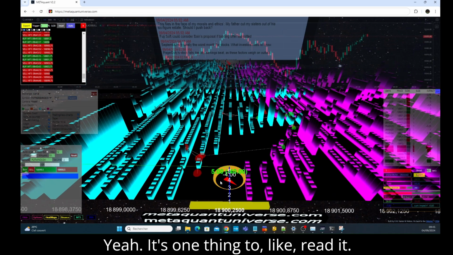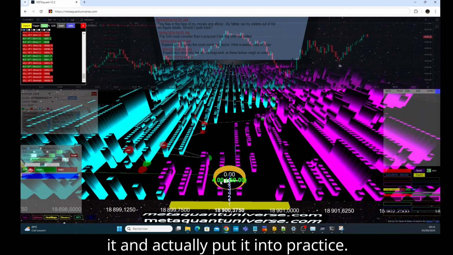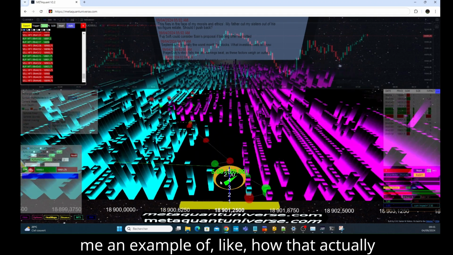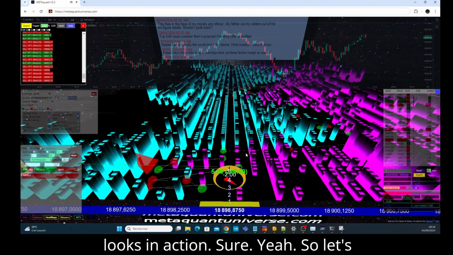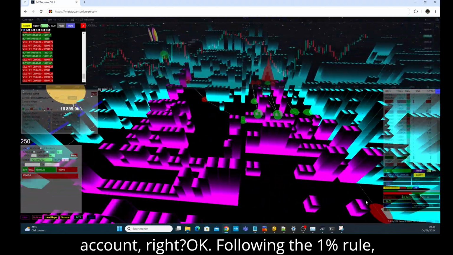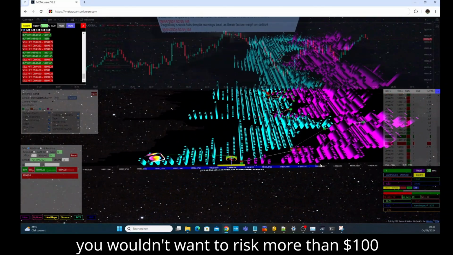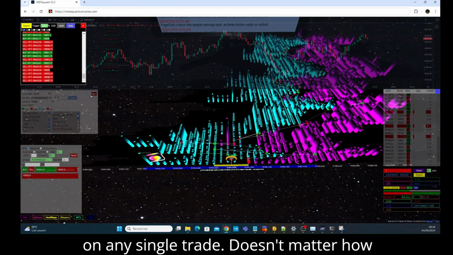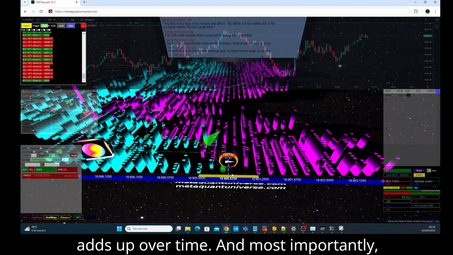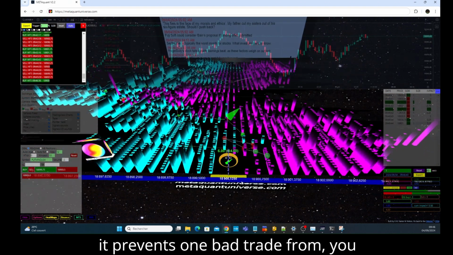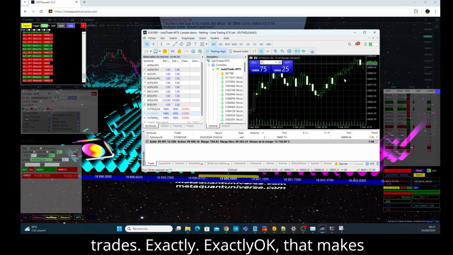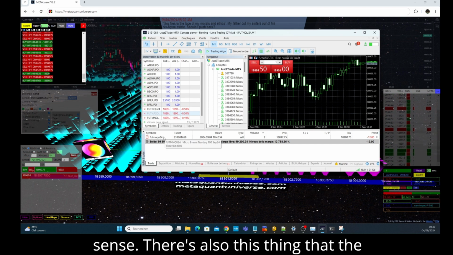It's one thing to read it. It's another thing to internalize it and actually put it into practice. Yeah, for sure. Break it down. Give me an example of how that actually looks in action. Sure, yeah. So let's just say you have $10,000 in your trading account. Okay. Following the 1% rule, you wouldn't want to risk more than $100 on any single trade. Doesn't matter how good it looks. Right. It sounds small, but it adds up over time. And most importantly, it prevents one bad trade from totally wiping you out. It's like having a budget, but for your trades. Exactly. Okay, that makes sense.